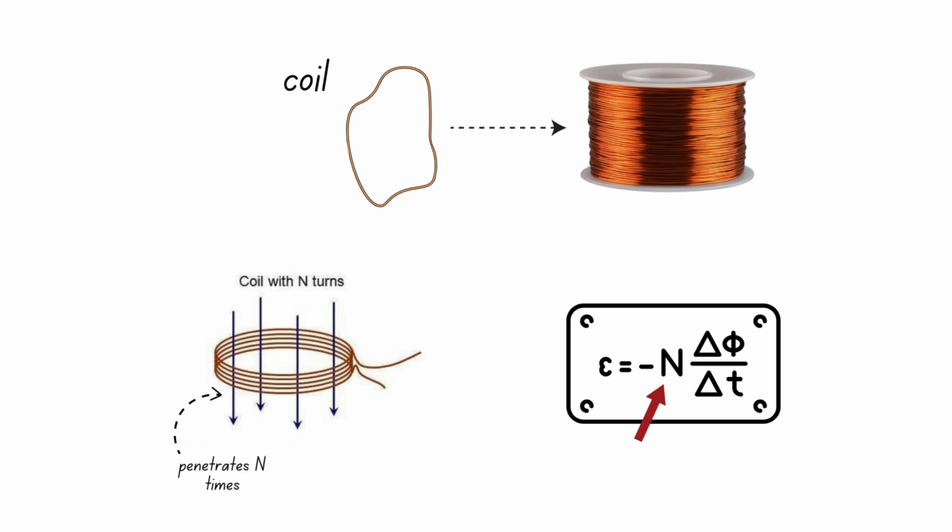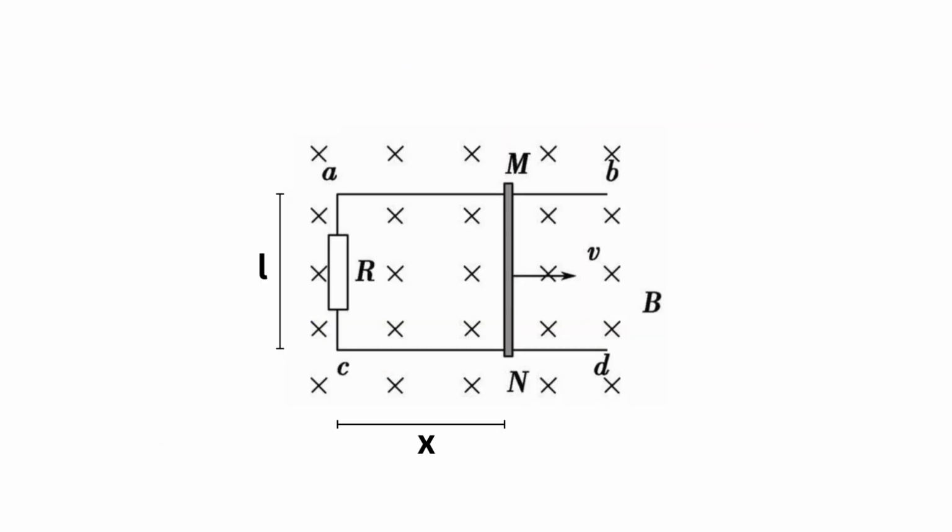Let us have an example of how to apply this law. Consider the following setup. We have a rectangular metal wire with one side that can be moved along these rails. The system is placed in a uniform magnetic field going into the plane of the screen. If the wire is pulled to the right, what is the induced EMF in the loop?